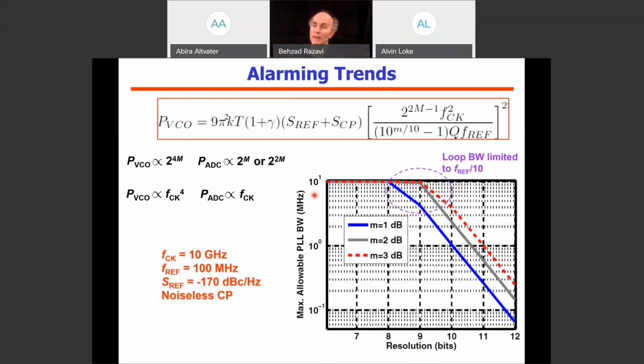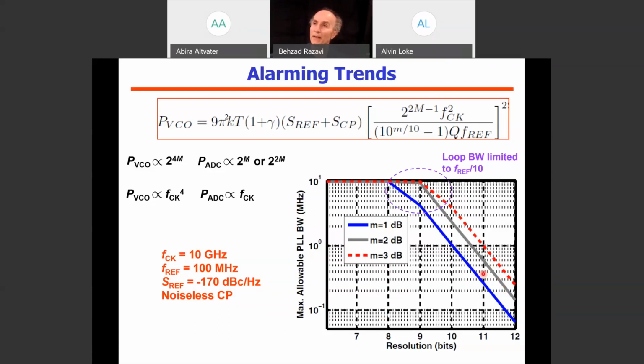So here are some examples of how we end up reducing the PLL bandwidth when we are trying to achieve a certain SNR penalty and for a certain resolution. Here I have plotted the maximum allowable PLL bandwidth as a function of the resolution of the A2D. Remember, we have to do an optimization for the PLL bandwidth in terms of the reference phase noise and the VCO phase noise. So we see that the bandwidth down in this corner drops below 1 megahertz. And up here, things are more relaxed, so I have limited the bandwidth to FREF over 10. But here we are following the basic trend that we have.